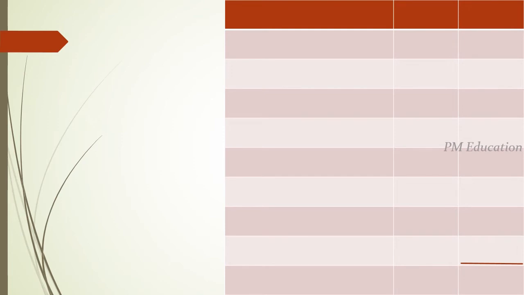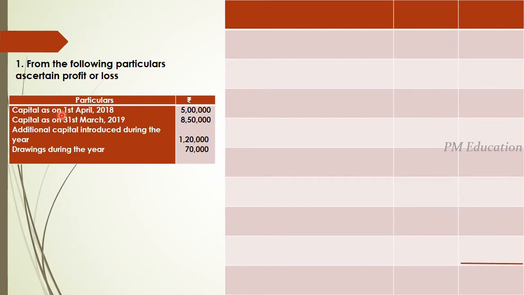Now let's see chapter 1, exercise sum 1. Here, from the following particulars, ascertain profit or loss. Here the question is given: capital as on 1st April 2018, this is the opening date, amount 5 lakh. Next, capital as on 31st March 2019, this is the closing date. Closing capital is 8,50,000. Opening capital is 5 lakh.